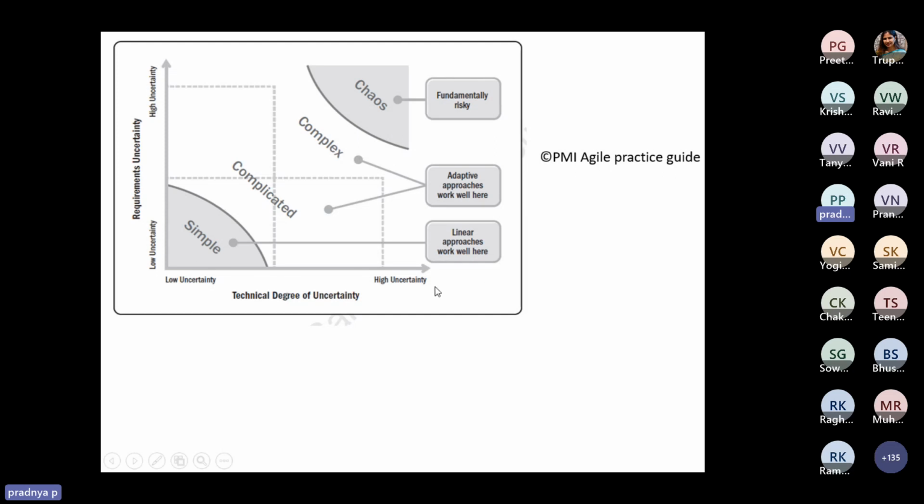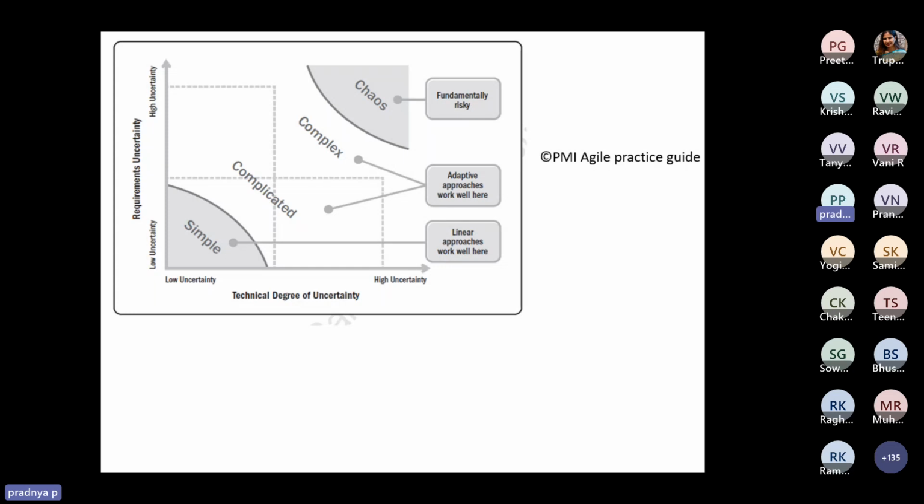If the technology you want to use is not at all clear, and what you want to develop is not at all clear, that becomes a chaotic kind of project, right? But where there is a certain uncertainty in technology and a certain uncertainty in requirements, those are the complicated and complex kind of projects where agile will definitely help in a better way, right?